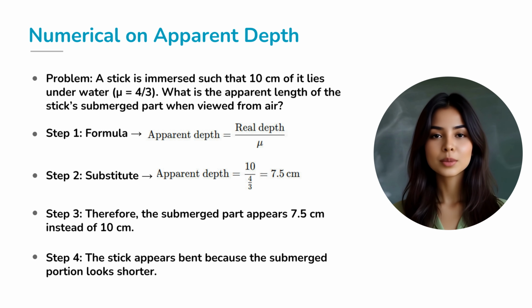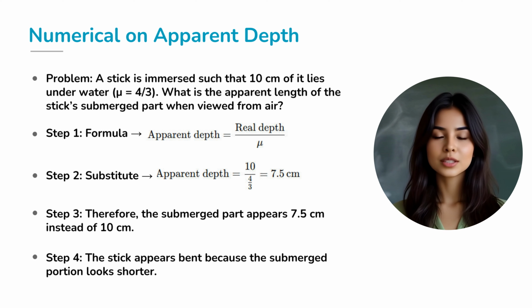Let's solve an example. A coin is placed at the bottom of a tank filled with water of refractive index 4/3. If the real depth is 1.2 meters, we are asked to find the apparent depth and the shift. We use the formula apparent depth equals real depth divided by mu. Substituting the values, apparent depth equals 1.2 divided by (4/3). That works out to 0.9 meters.